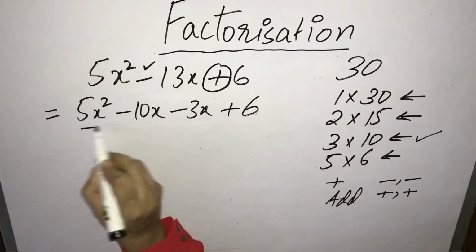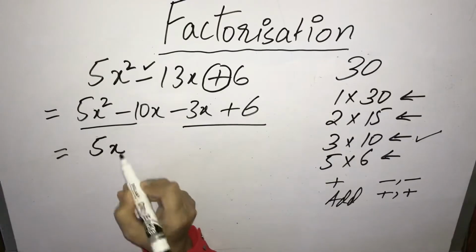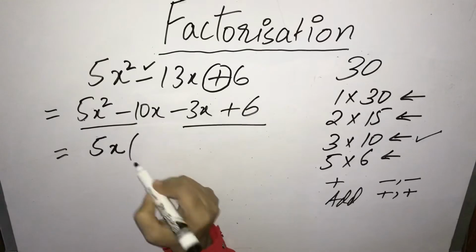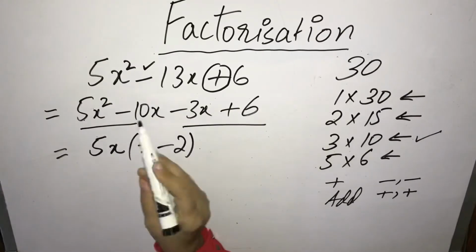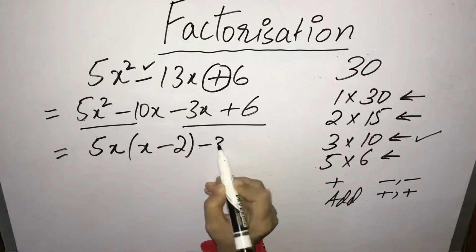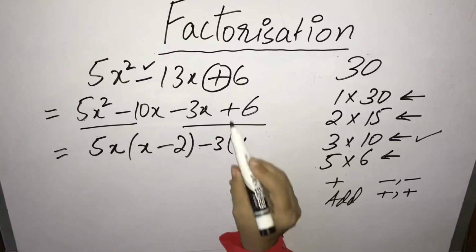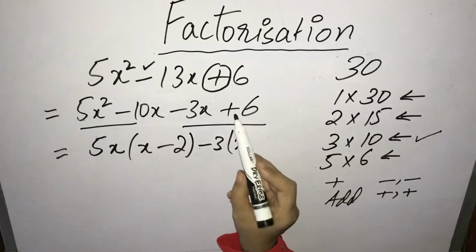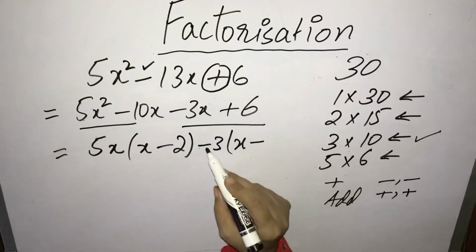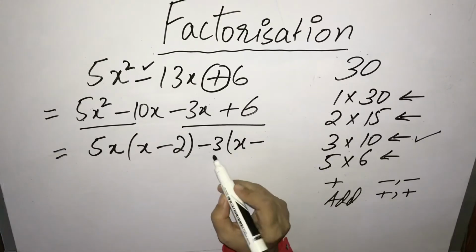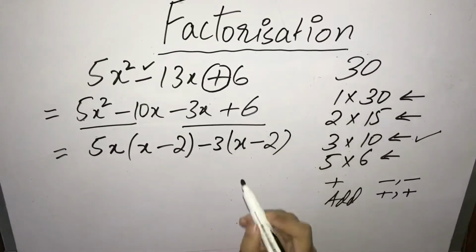Now I make the pairs. From the first pair I shall take common 5 and x. So I shall have only x left here and 2 here. 5 2s are 10, x is outside. Minus 3 common from this pair, x remaining here, and as I have taken the negative sign outside, this plus will become negative, because minus times minus is plus. So I have only 2 here. 3 2s are 6, negative negative positive.